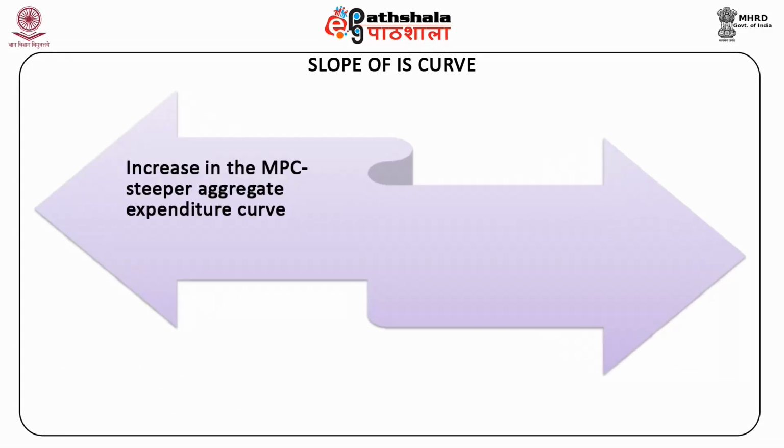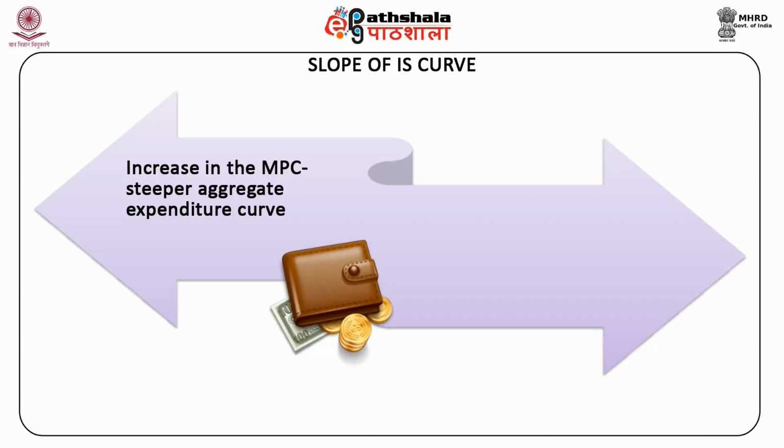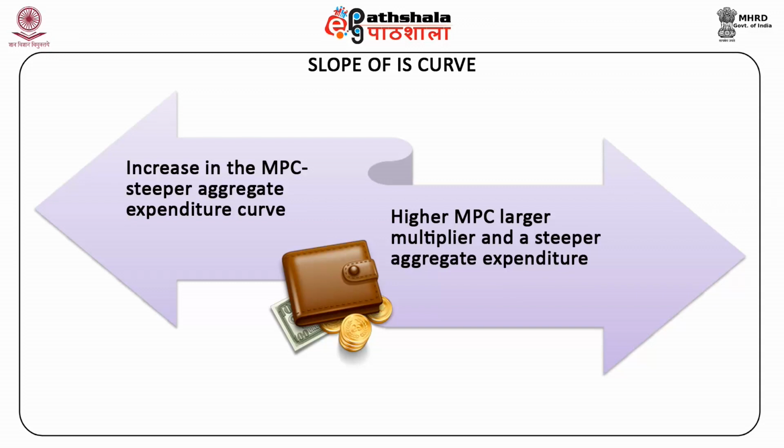An increase in the marginal propensity to consume creates a steeper aggregate expenditure curve. A higher marginal propensity to consume implies a larger multiplier and a steeper aggregate expenditure curve, with which it becomes apparent that the IS curve is flatter.